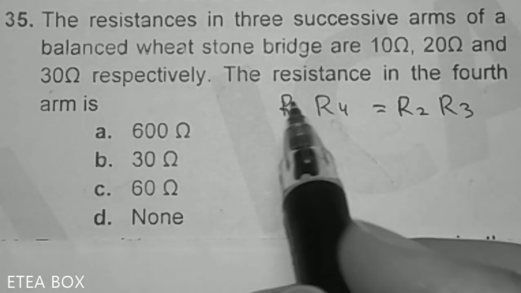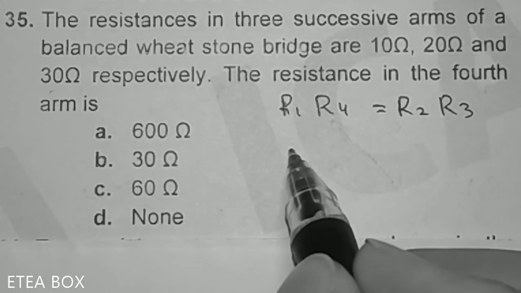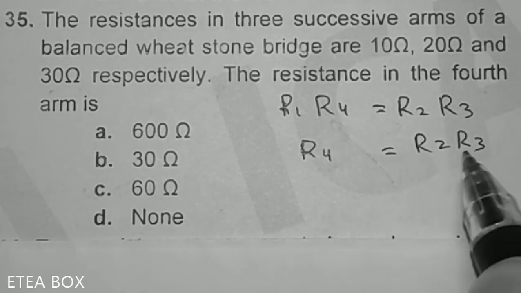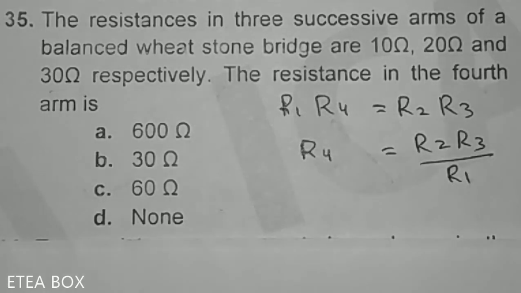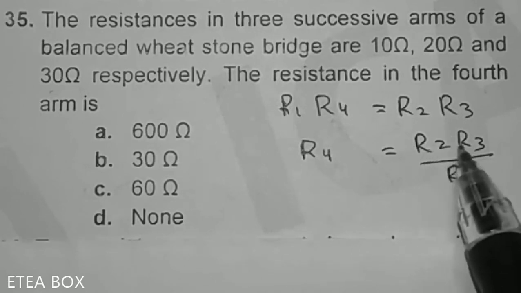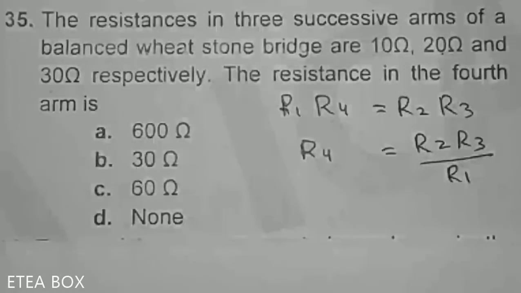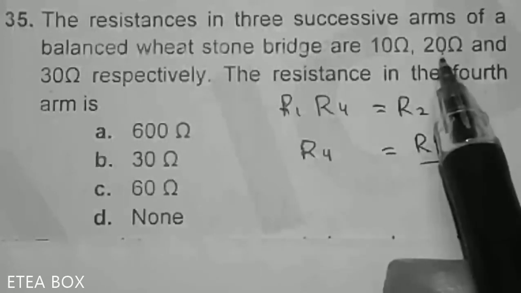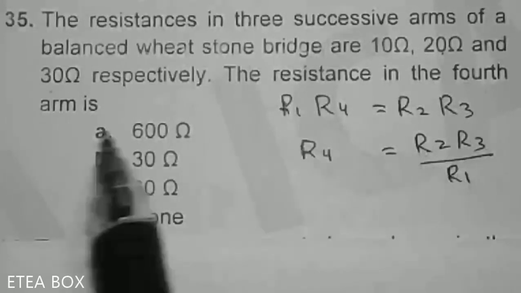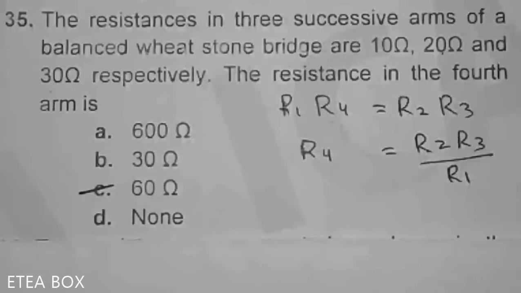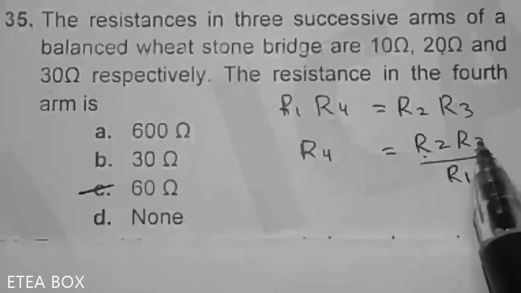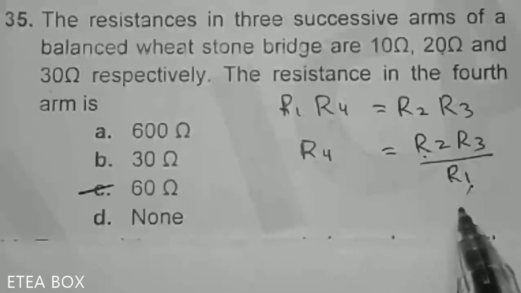Now the required is the fourth arm. Okay, R4 is required, so it will be R2 R3 divided by R1. Now R2 and R3 is 20 multiplied by 30, which is equal to, sorry, 600 divided by 10, so it will give 60 ohm resistor. Okay, the fourth one is 60 ohm resistor. Look, R2 multiplied by R3 will give 600 and divided by 10, so it will give 60 ohm resistor.